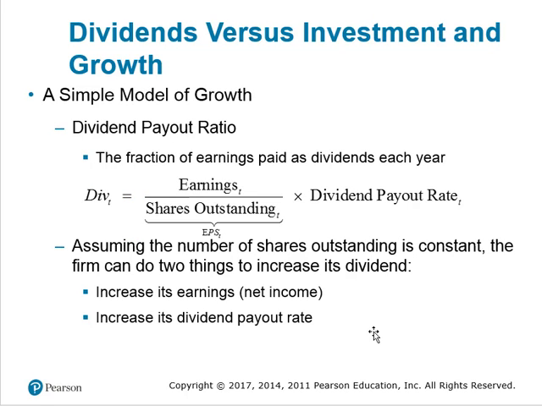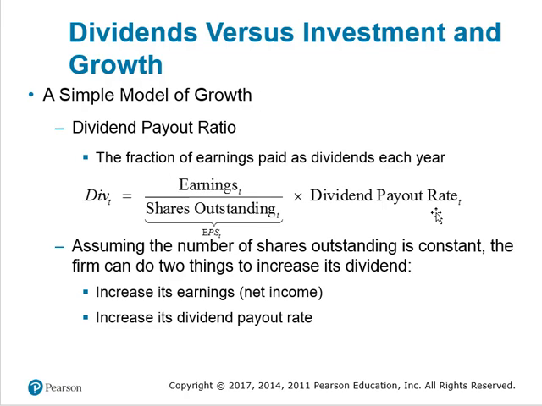So now let's think about how we come up with some of these variables. And we're going to concentrate now on the dividends. We want to look at dividends and growth. How does this all play together? So there's a simple model of growth, the dividend payout ratio, the fraction of earnings paid as dividends each year. The dividend equals the earnings divided by the share price times this payout rate, the ratio.